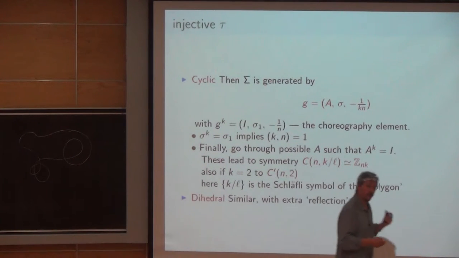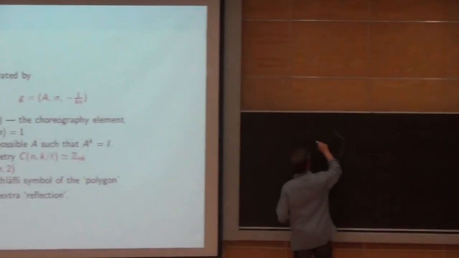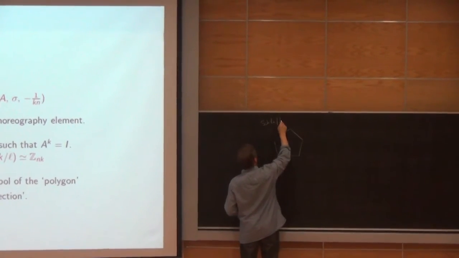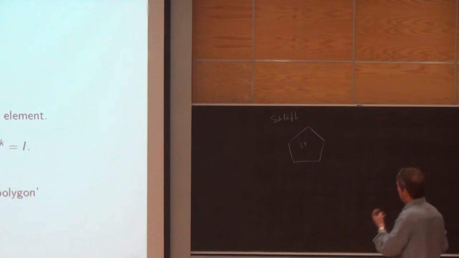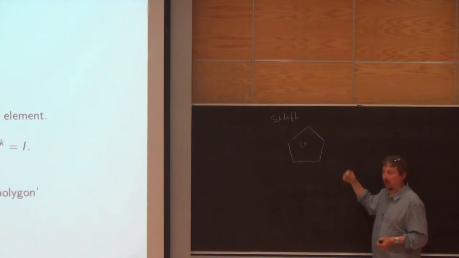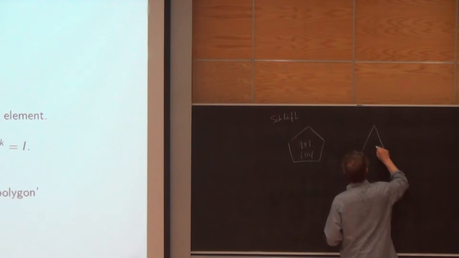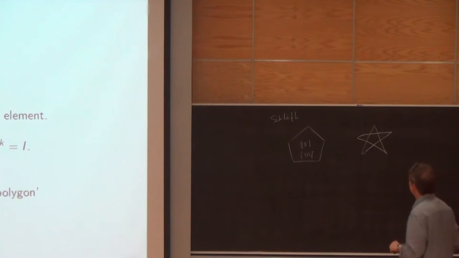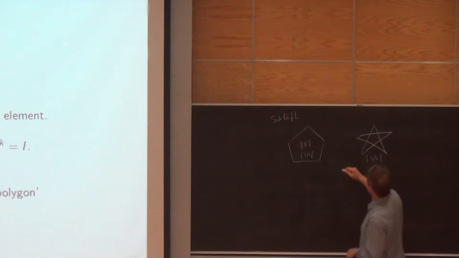It's the Schläfli symbol of a polygon. So let me try and draw a pentagon. So Schläfli, German, he classified mostly 3D polytopes and things he was interested in. But he had a notation for those and for polygons. So this is called just 5 or 5-1. A pentagram has the same symmetry, has five-fold dihedral symmetry. This is called 5-2.